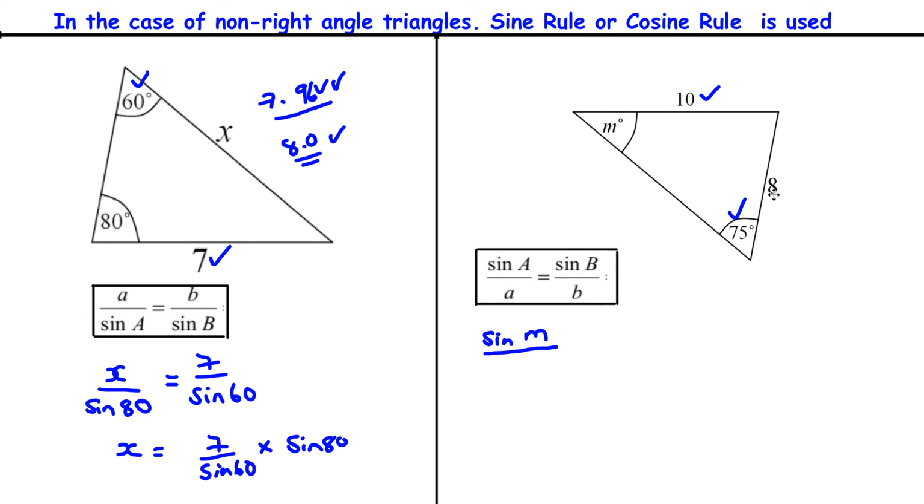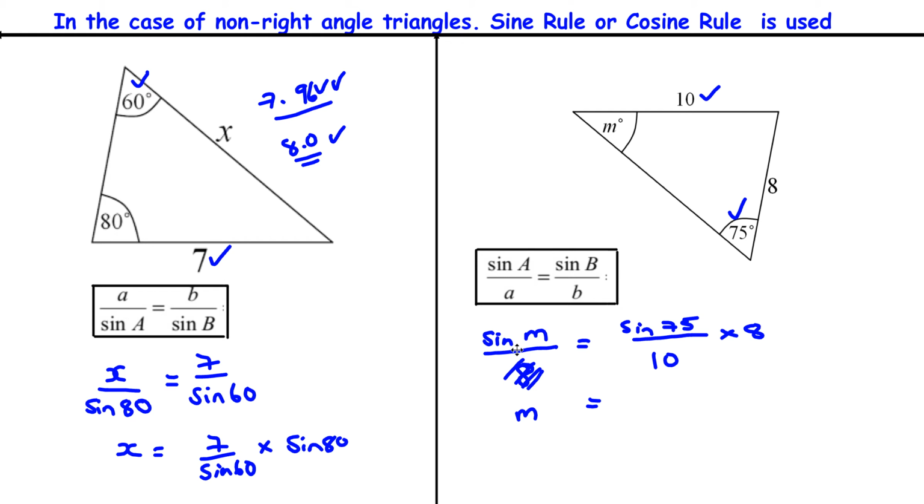What corresponds to sine m is 8. That's going to be now at the bottom. I know sine 75, and that's going to be over 10. In order for me to calculate this, I'm going to take this 8 to the other side and multiply it. So I'm just left with sine m. Now to get m on its own, I would take sine to the other side and move over.